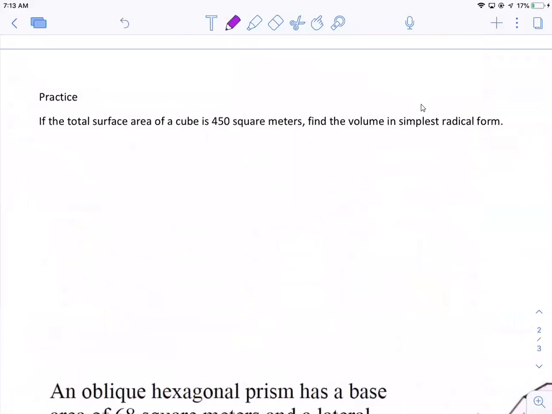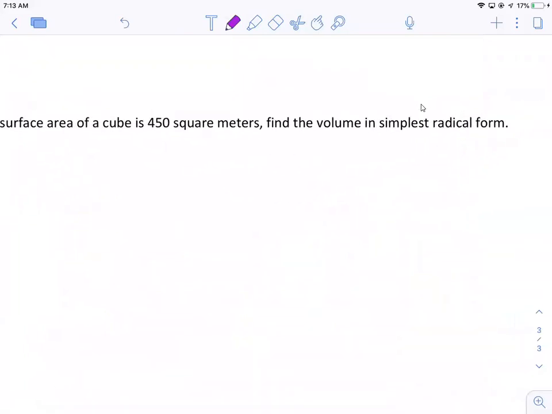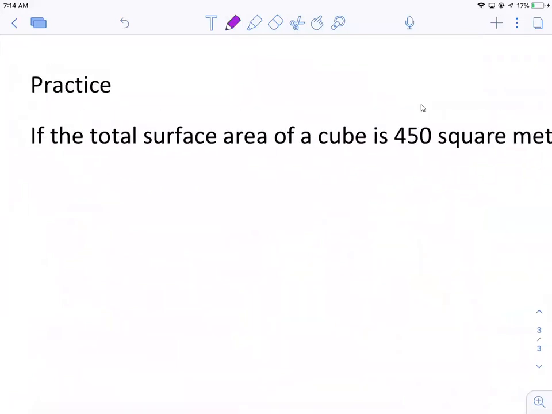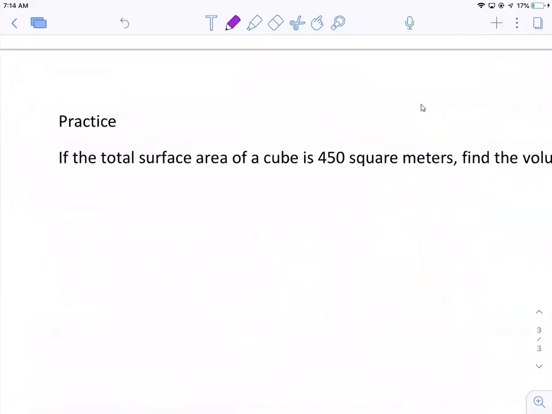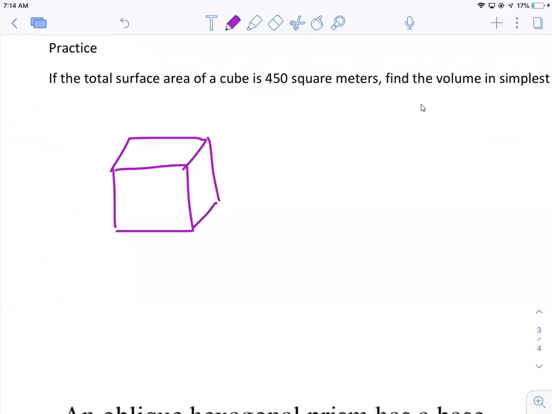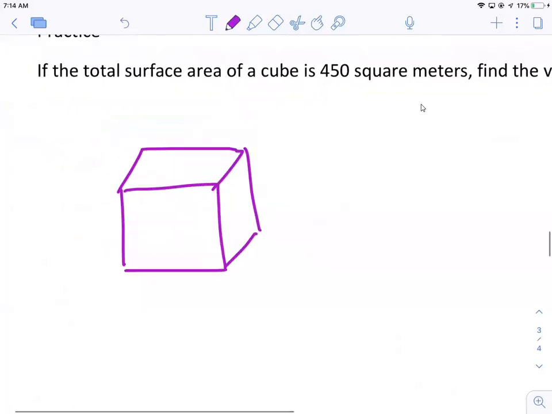If the total surface area of a cube is 450 square meters, find the volume in simplest radical form. All right, so hopefully you all know your vocabulary and you know what surface area is. Surface area is the sum of the area of all the faces. You can also think of it as the lateral area plus the area of the 2 bases. So in this case, it's a cube, so all 6 surfaces are going to have the same area.